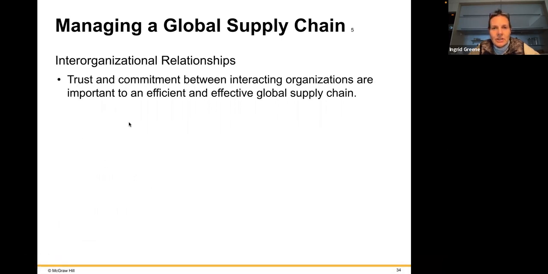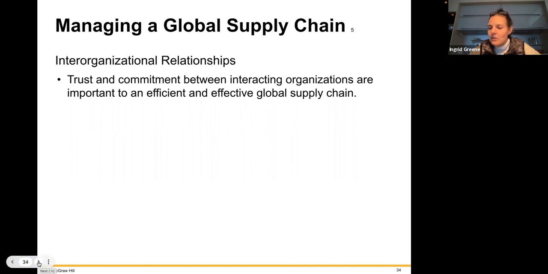So interorganizational relationships. Now we're going to talk a little bit about vendors and suppliers and the organizational behavior piece of it, how are things really done around here? The key part that the author wants to tell us is that trust and commitment are super important to an efficient and effective global supply chain. He says if there's 100% trust and 100% commitment between organizations and their suppliers or the buyers, et cetera, then we would have no problems and life would be good. But that's not the truth, right? That's not actually how things work.